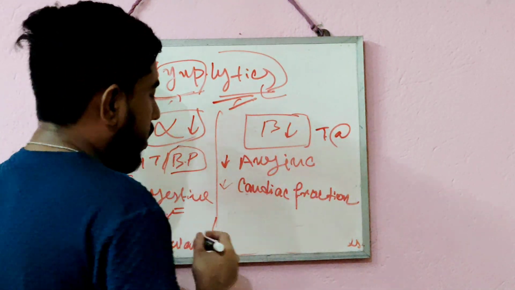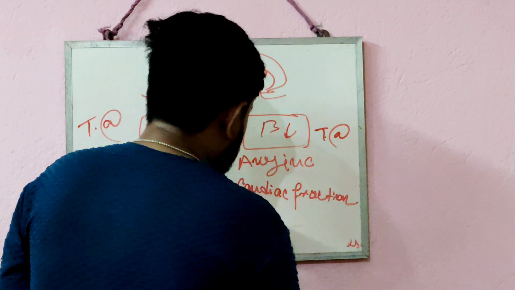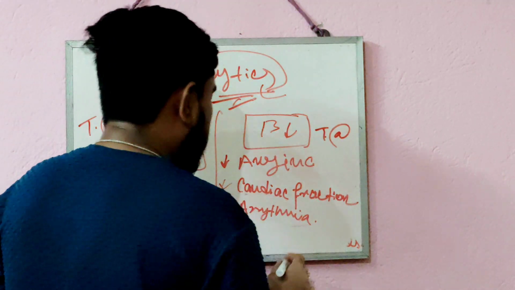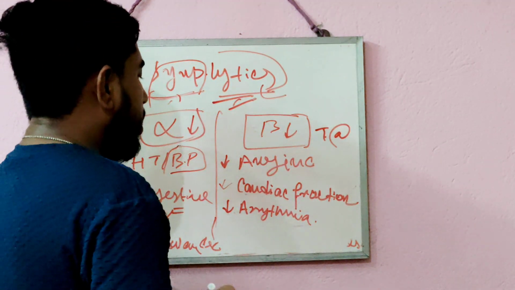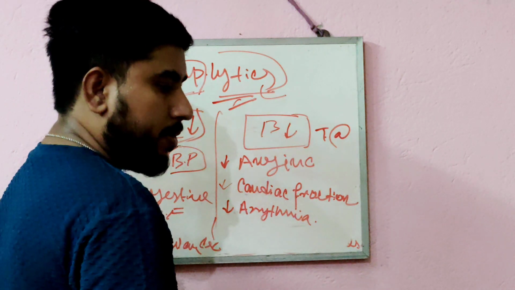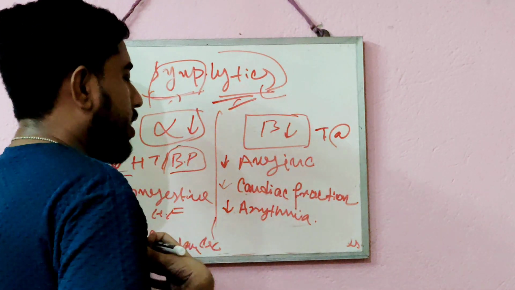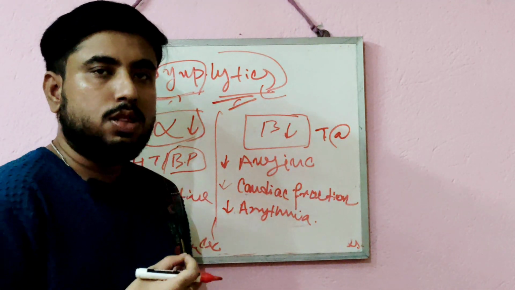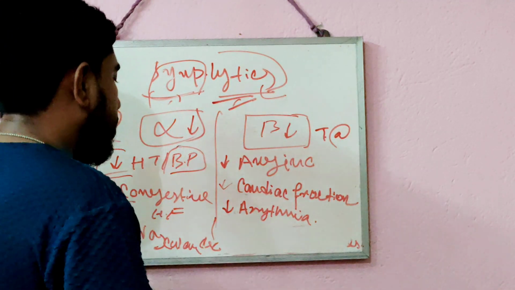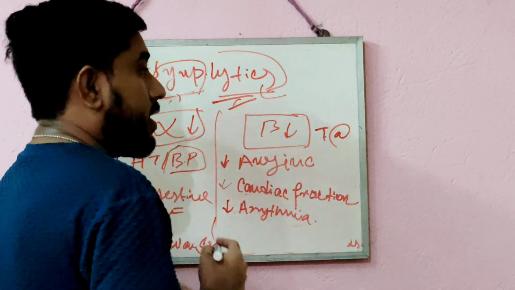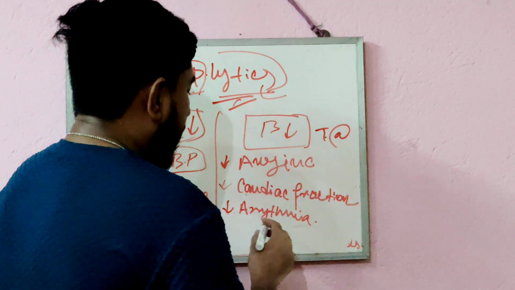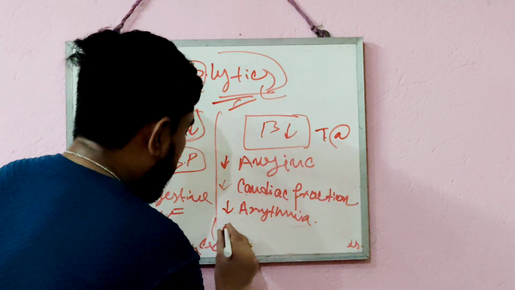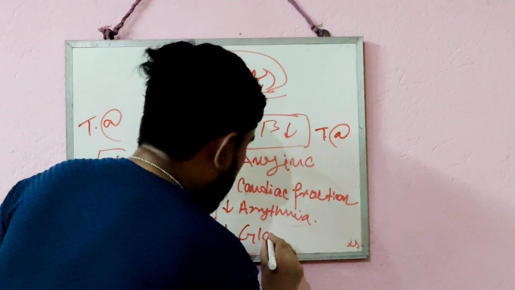Beta blockers also can be used to treat arrhythmia. We will discuss that later with the drugs. What is arrhythmia? Arrhythmia is an irregular heart rate. In that, the heart is going to beat at a high rate or sometimes at a low rate, so the rate will be irregular. That irregular cardiac rhythm is called arrhythmia. So beta blockers can also be used to treat arrhythmia. Another use is to treat glaucoma.